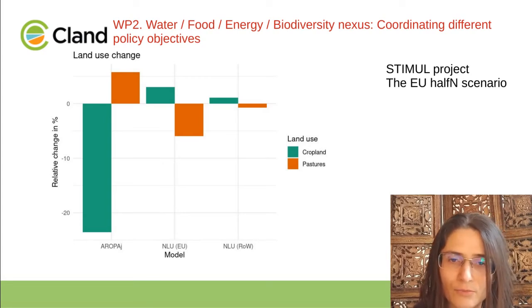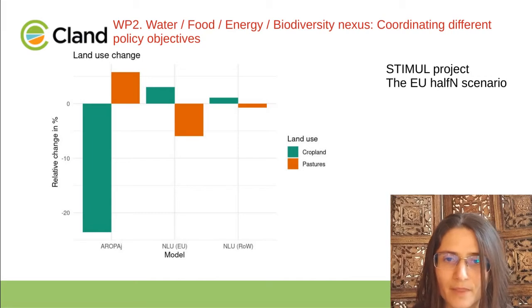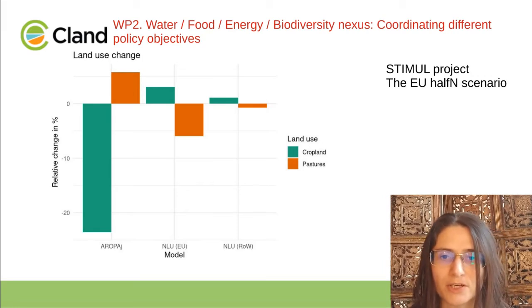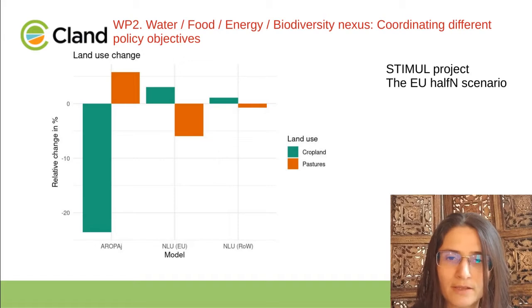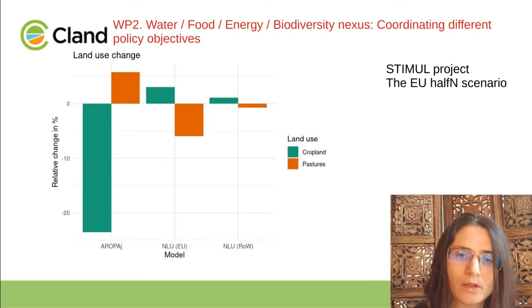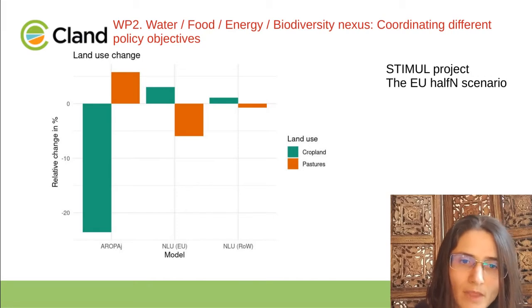And for the NLU model, which is a partial equilibrium model, we have an increase in cropland and a decrease in pastures. And also NLU, because it's a global scale model, it also predicts the effects outside the European Union, in the rest of the world. And we can see that in the rest of the world there is also an increase in cropland and a decrease in pastures. Okay, so a bit more on AgroParis and NLU models.